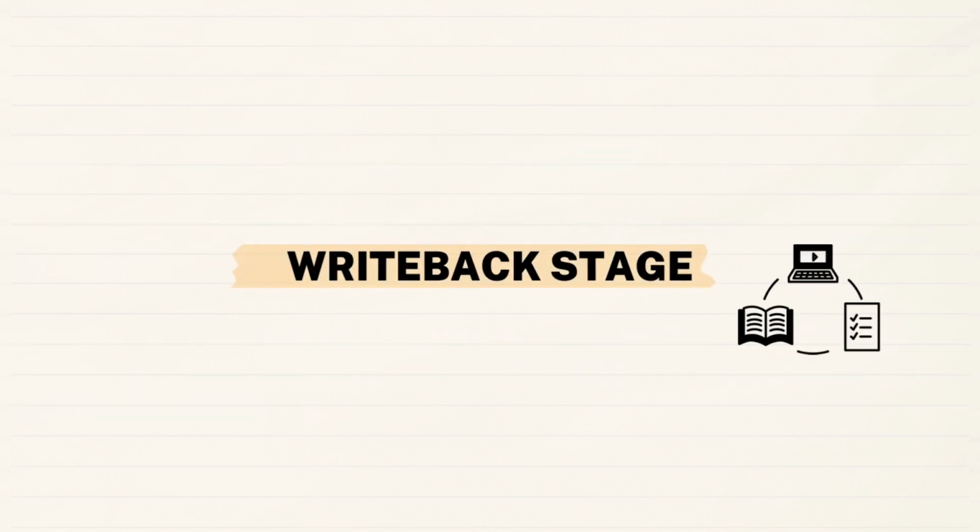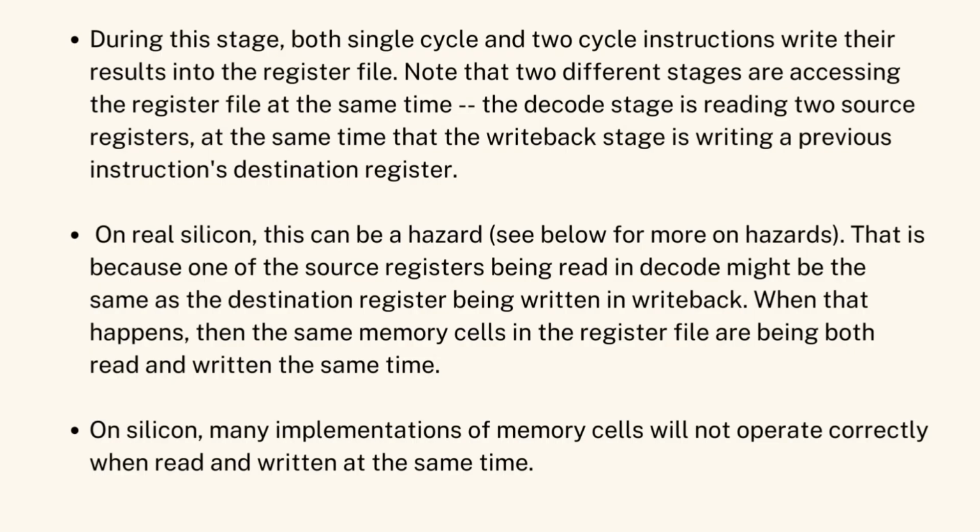The next is the write back stage. In this stage, both single cycle and two cycle instructions write their results into the register file. Note that two different stages are accessing the register file at the same time. The decode stage is reading two source registers at the same time that the write back stage is writing a previous instruction's destination register. This is the example on real silicon.